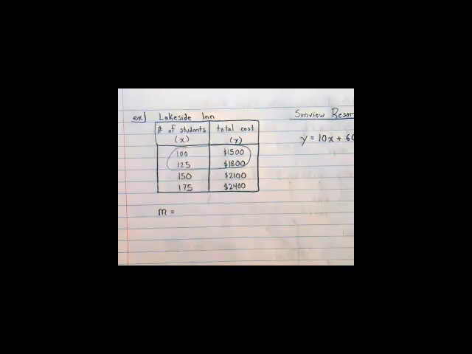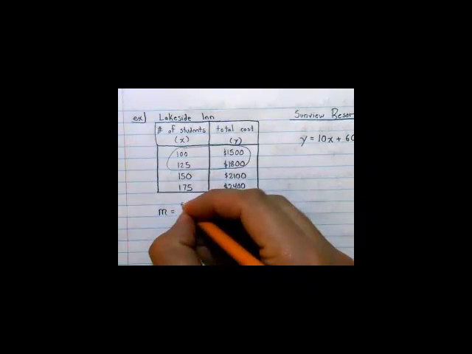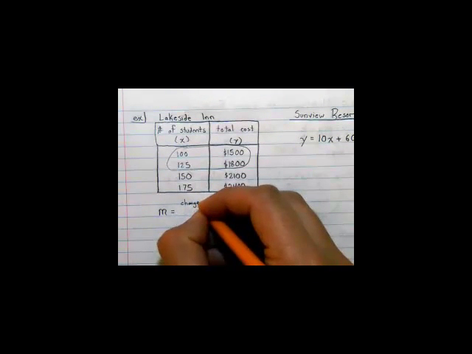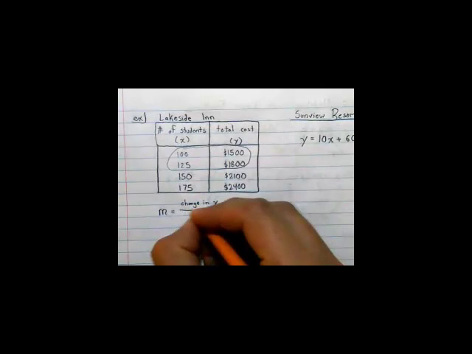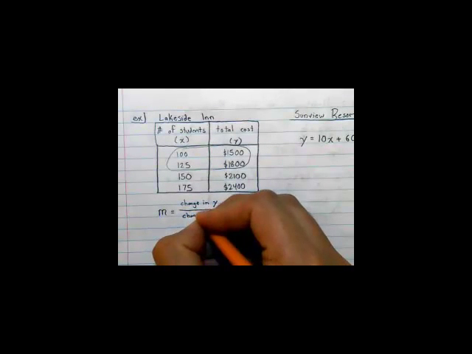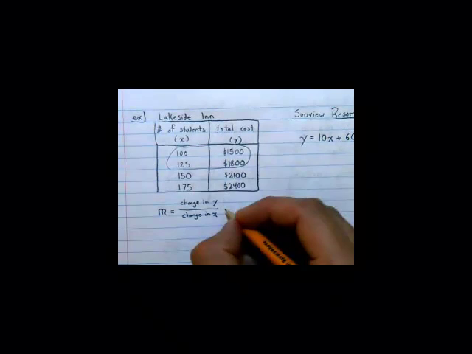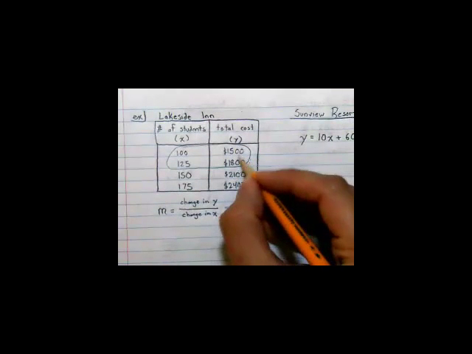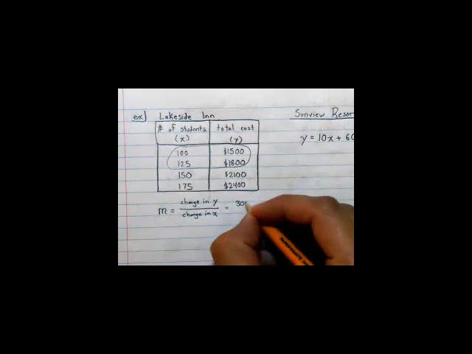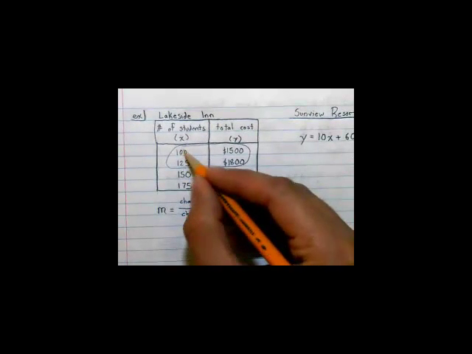Okay, so slope is rise over run. Another way of looking at that, rise is changing in the y, and run is changing in the x. So instead of rise over run, it's the change in the y divided by the change in the x. Yeah, 300 over 25 for this one, because this change in y was $300, and this change in the x was 25.